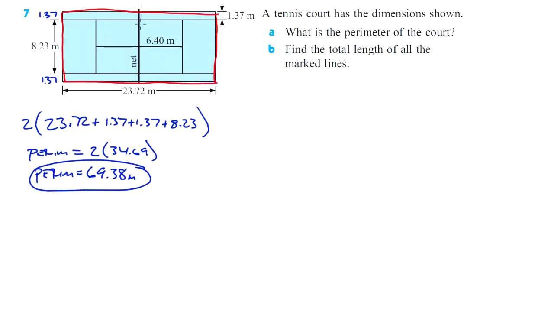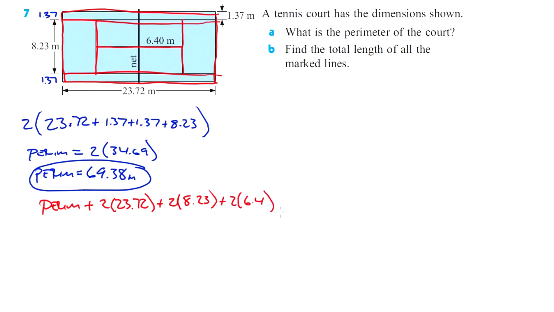And this big dark line here is the net. That does not require a line. So we need to add on 2 more. So we've got to add on the perimeter. So we do the perimeter plus 2 of these 23.72, so 2 times 23.72, plus we've got 2 of these, which is 8.23, so 2 of the 8.23 meter lengths, plus we've got 2 of these 6.4, so plus 2 of the 6.4 meter lengths there.